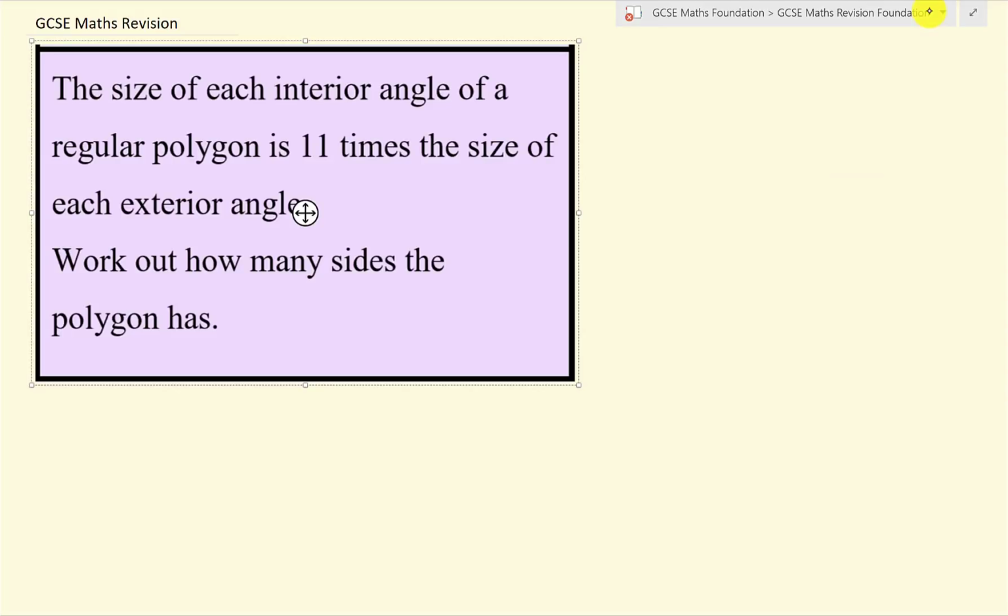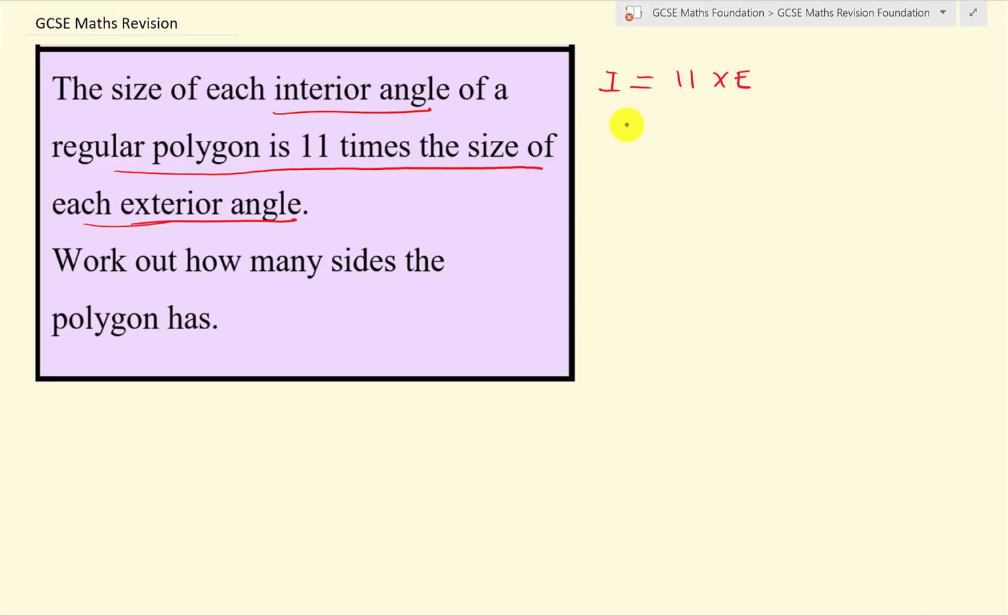Next, the size of each interior angle of a regular polygon is 11 times the size of each exterior angle. Work out how many sides the polygon has. Now this is a typical question that could also appear in the higher exam, because you have to form and then solve an equation and then work out what the number of sides is. So according to the question, the interior angle of a regular polygon is 11 times the size of the exterior angle. So we can say interior angle is 11 times the exterior angle.